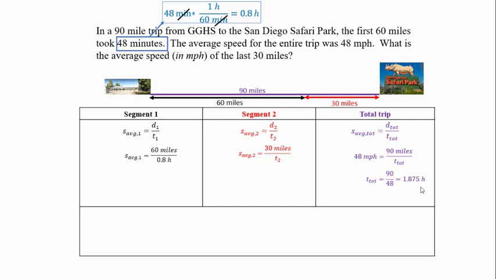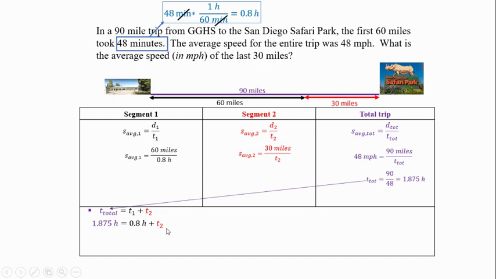So now that we know the total time, we also know the amount of time that it took to cover the first leg, which we converted to 0.8 hours. To find the time for the second leg, all we have to do is set up the statement. The total time is equal to the first leg's time plus the second leg's time. We know that the t total we just found, using the information in the right side of the column for the total trip, is 1.875 hours. And we already know t1 from our conversion, and that was given to us in the statement initially. That would be 0.8 hours.